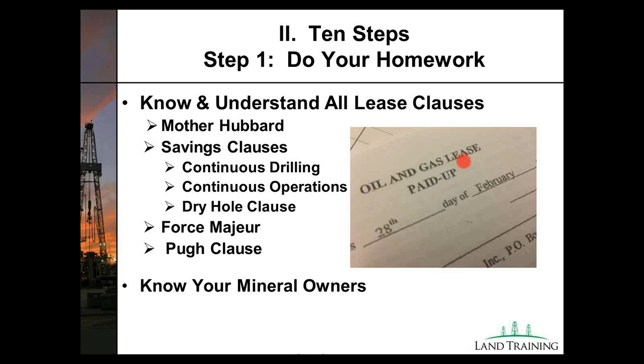So I might offer a lower bonus and a higher royalty to the person I thought was doing well off. If it's someone who is not doing well financially and really needs the money, I might come in at a higher bonus and go with a lower royalty interest. So you have to be able to gauge and assess your mineral owners, not only from the chain of title, but by what you see around you. So that is step one: do your homework.